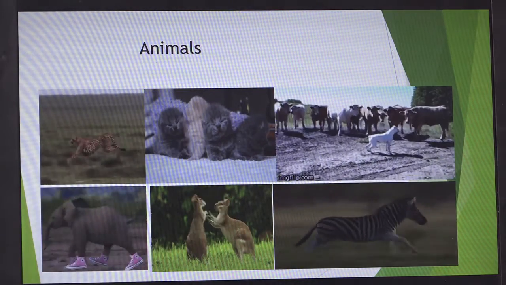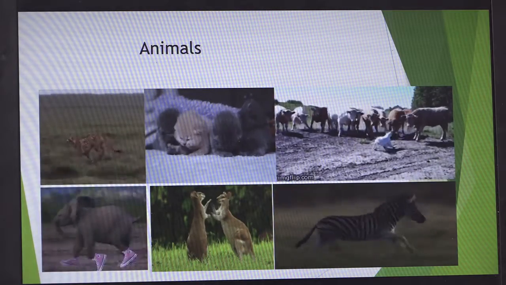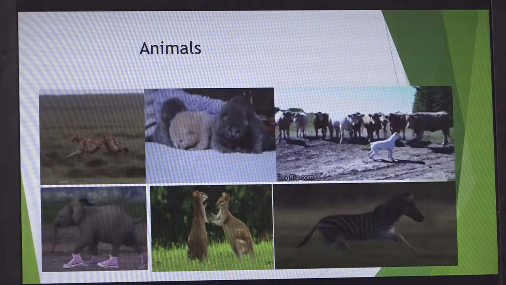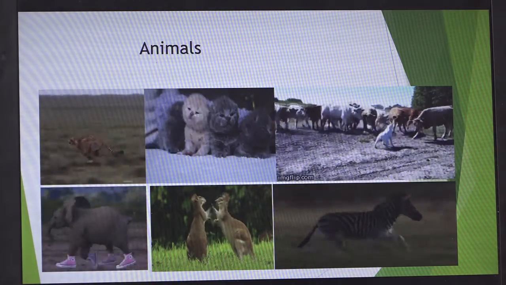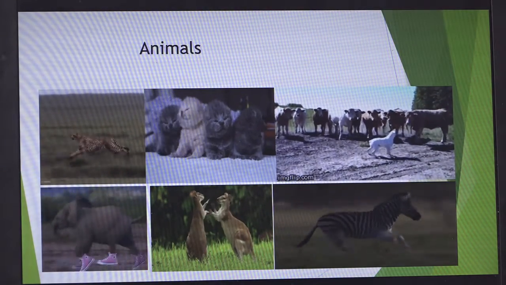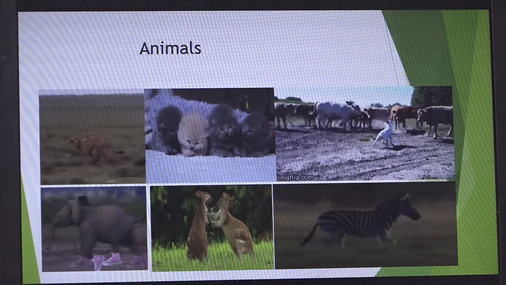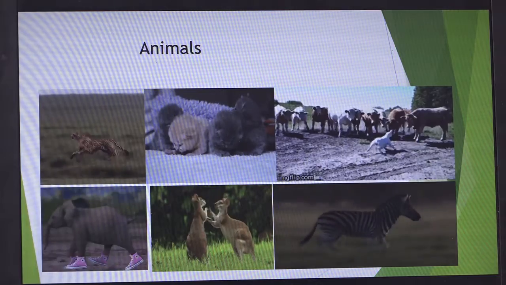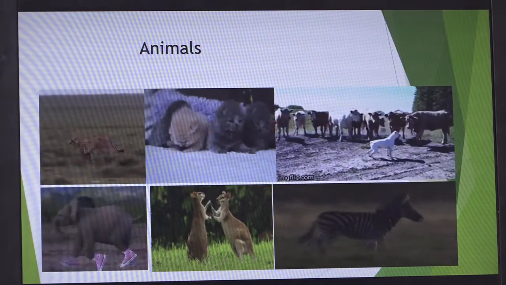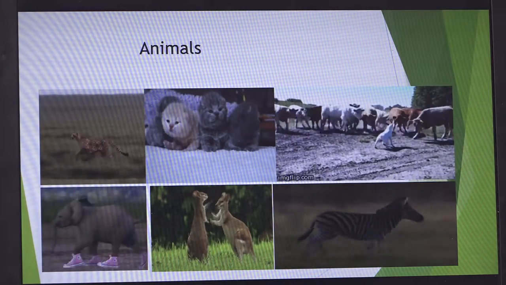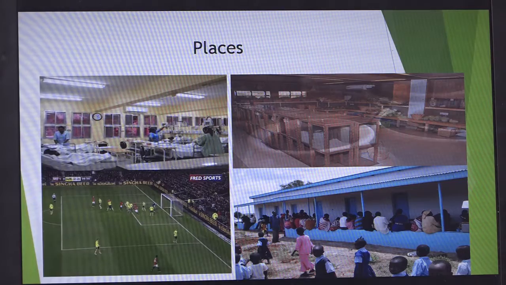Then we have examples of animals. And when we look at that picture, we can see some of the animals that are there in the picture. For example, we can see the elephant, we can see the cheetah, the cats, the goats, we can see the dog, the zebra, and even the kangaroo. There are other animals that we can also name.